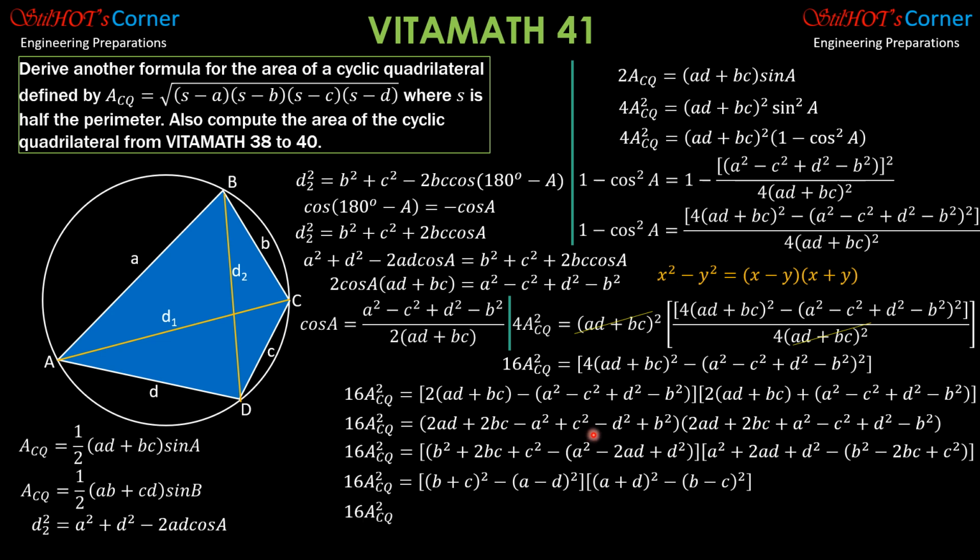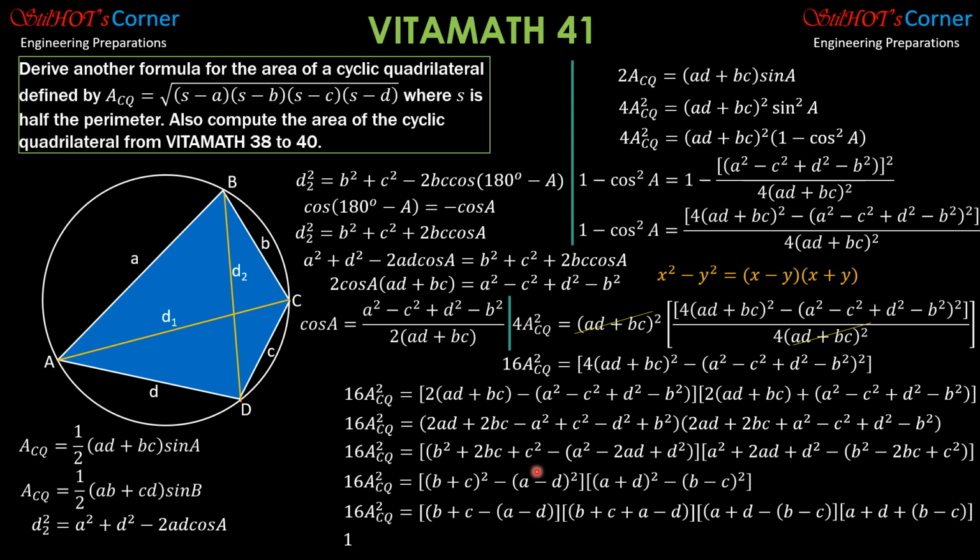16 area of cyclic quadrilateral square equals quantity b plus c minus quantity a minus d, then quantity b plus c plus quantity a minus d, then quantity a plus d minus quantity b minus c, then quantity a plus d plus quantity b minus c. So that's the way of factoring difference of two squares.